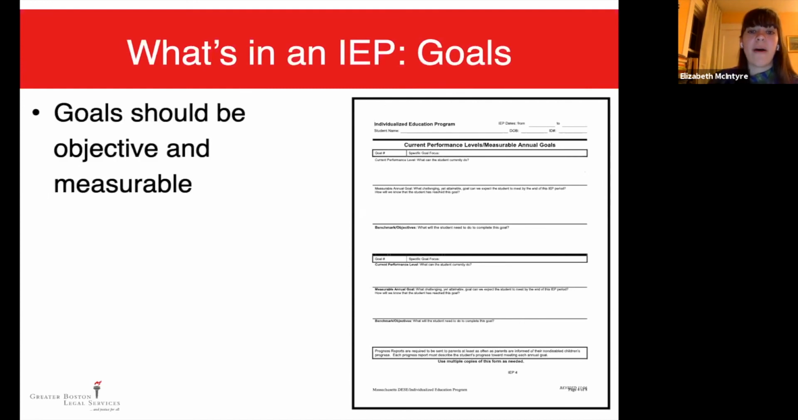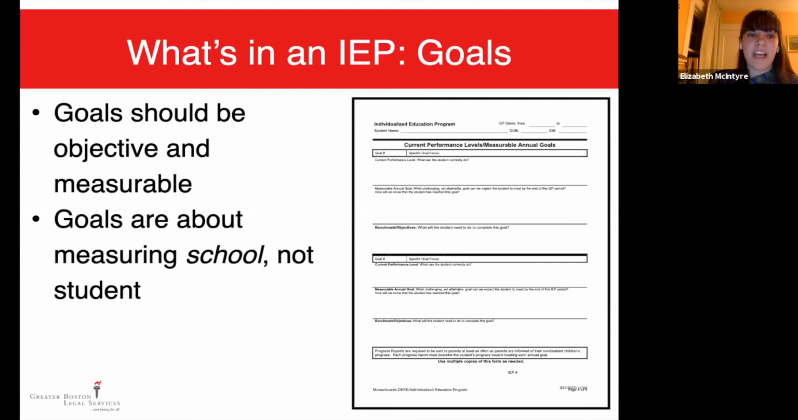Okay, next we're going to talk about goals. Goals are, I think, a challenging part of an IEP because they're really supposed to be objective and measurable. So this is how you know if your kid is making progress. You for sure know, and your kid knows, but we need some way to prove it. And this is a way that we are able to prove it.